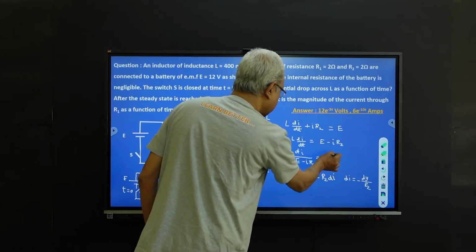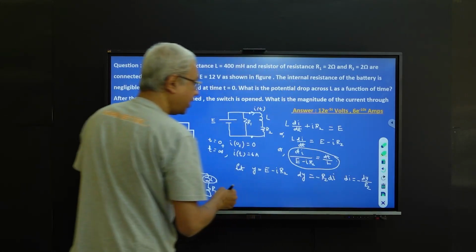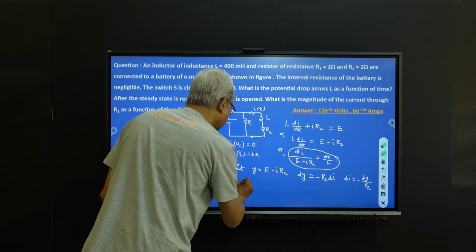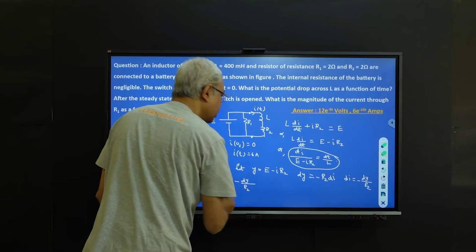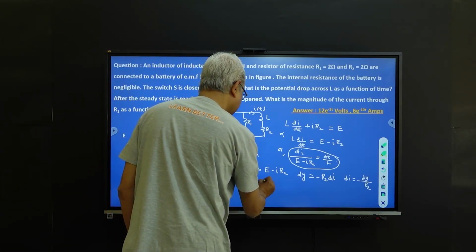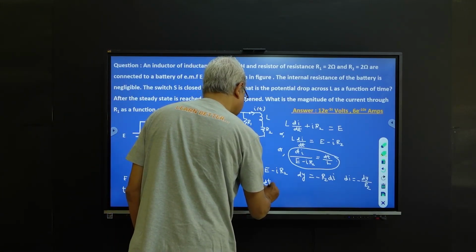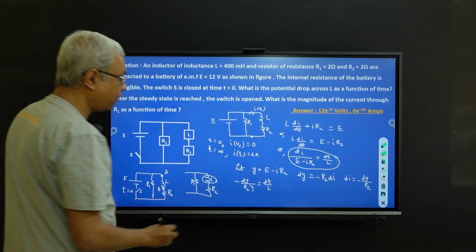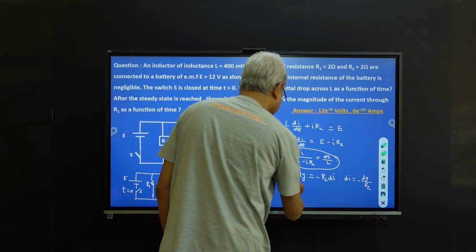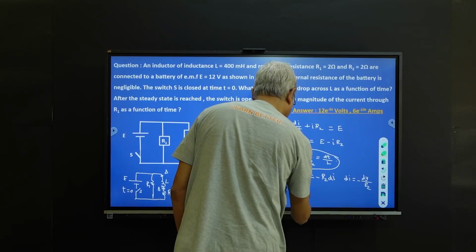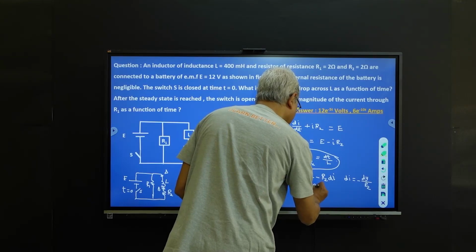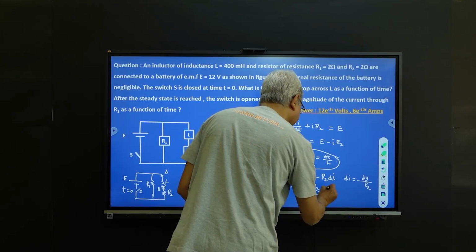Therefore, from this particular equation, I can write dy by R2 y is equal to dt by L, t being time. Therefore, dy by y is equal to minus R2 by L dt.